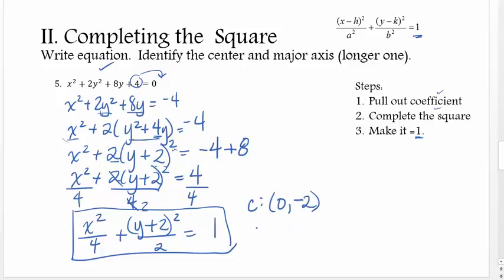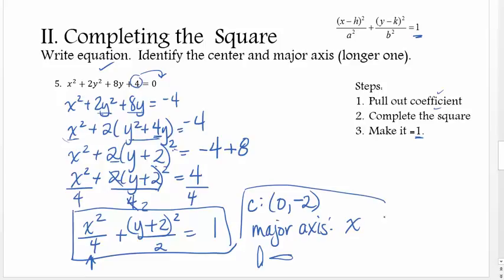And then you want to determine which one is the major axis here. Okay, so we're deciding, does it go up and down or does it go side to side? Well, you look at the bottoms, the a's and the b's. Which one is bigger? Well, a is bigger. That means the major axis is x.